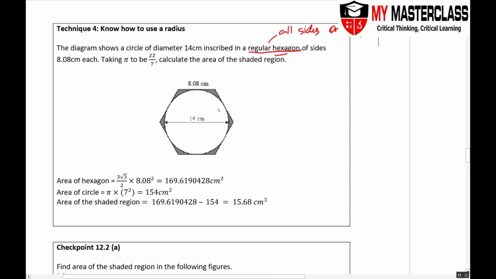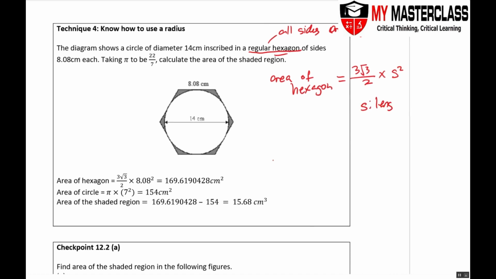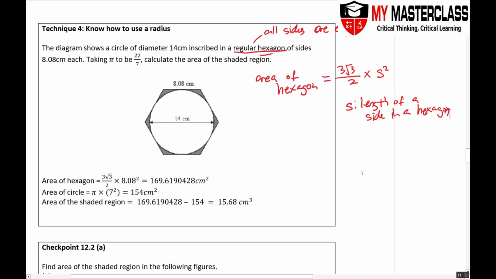There's an additional formula that you need to use here, so just write this down at the side. Your general formula of area of hexagon is 3 square root 3 over 2 times s squared, where s is the length of a side in a hexagon. So this is an additional formula. You're not required to know this, just that in this question, this is what they are testing you on. So I'm giving you the formula.